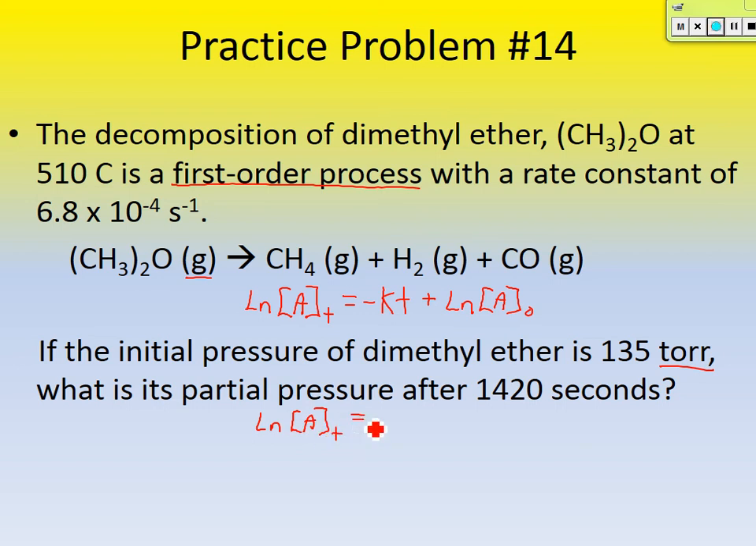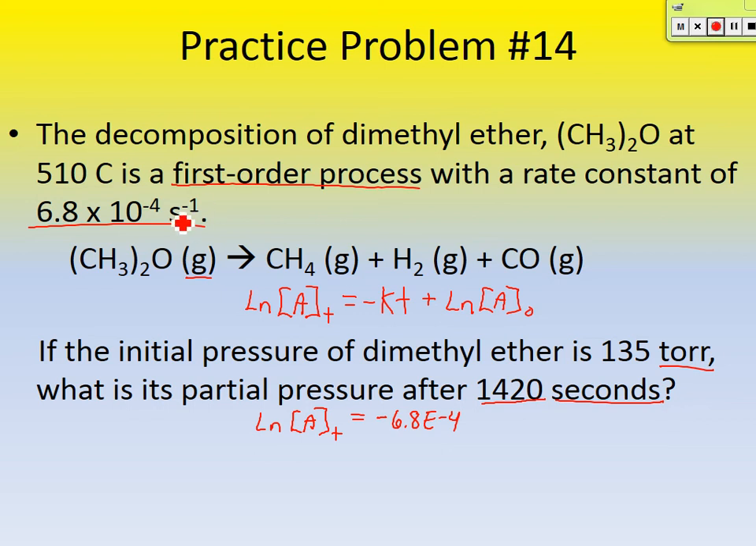It's equal to, did it give us the rate constant? It did. But we still have to keep this negative sign in. So remember this negative sign. So minus 6.8 e to the minus 4th times time. Now be careful right here. The time that it gave us was 1420. But what units? Seconds. What units were the rate constant in?